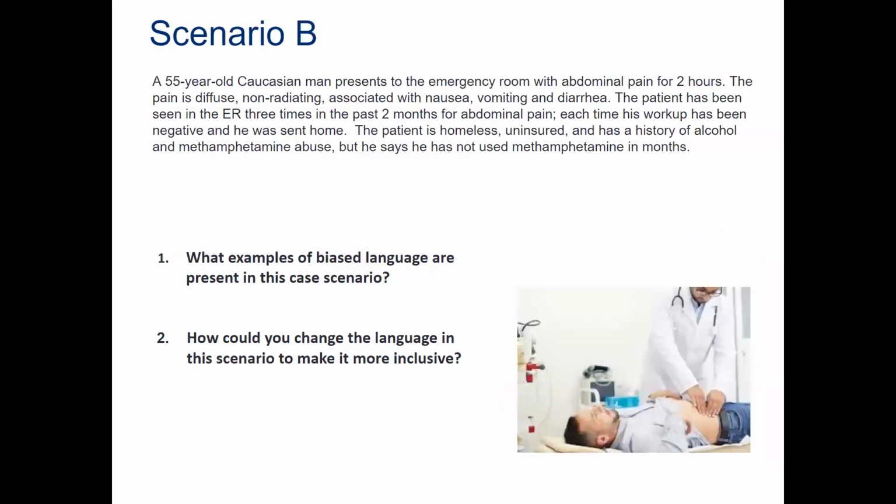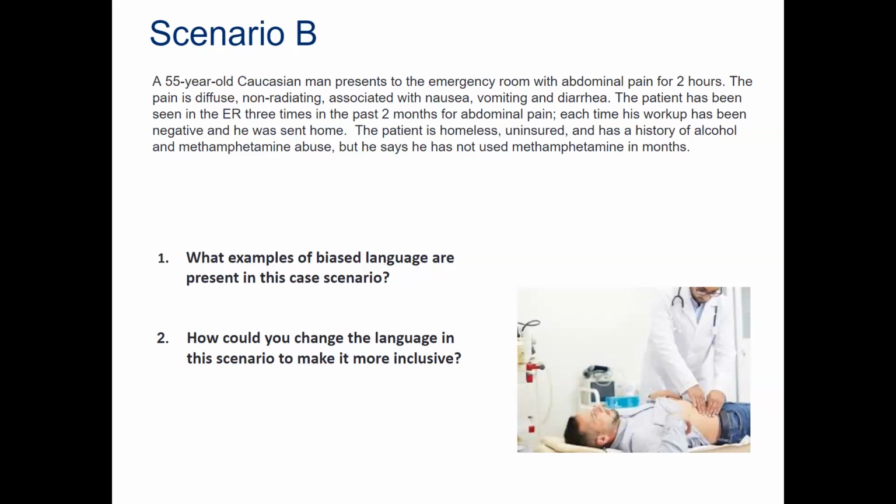The second scenario, a 55-year-old Caucasian man presents to the emergency room with abdominal pain for 2 hours. The pain is diffuse, non-radiating, associated with nausea, vomiting, and diarrhea. The patient has been seen in the ER 3 times in the past 2 months for abdominal pain. Each time, his workup has been negative and he was sent home.